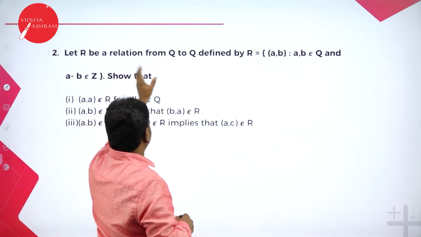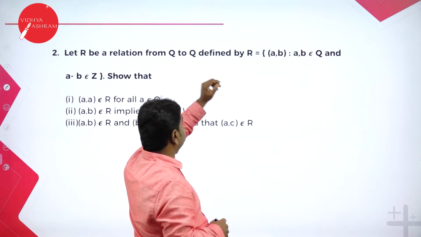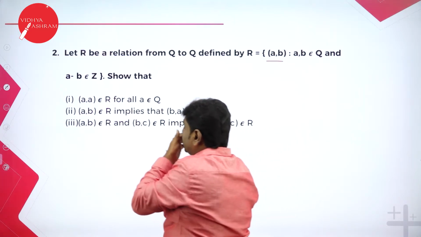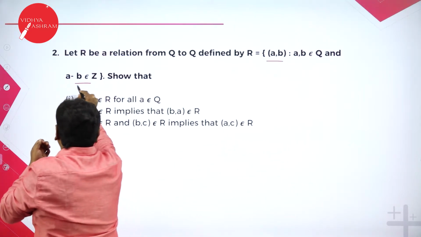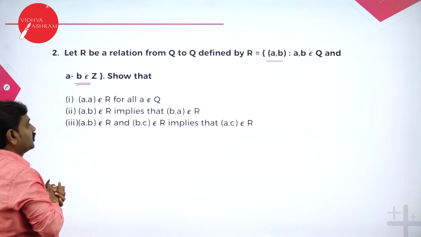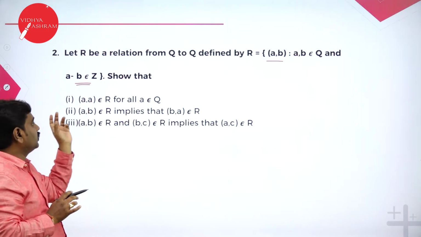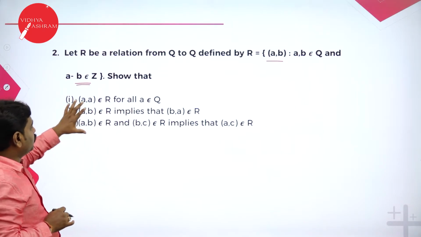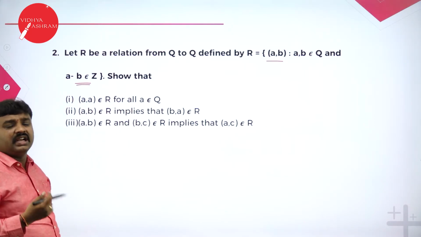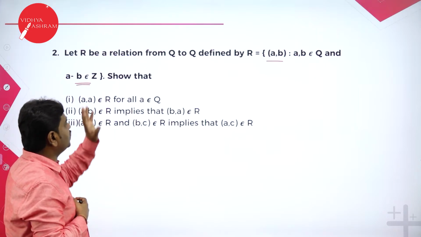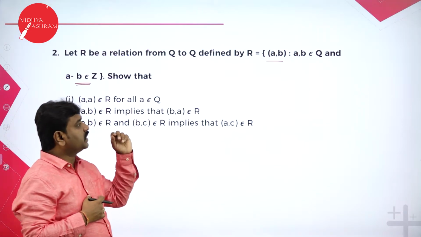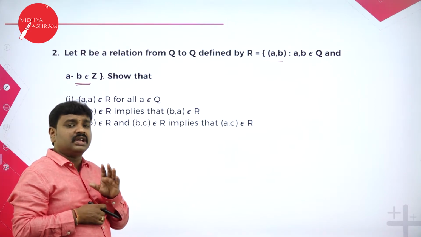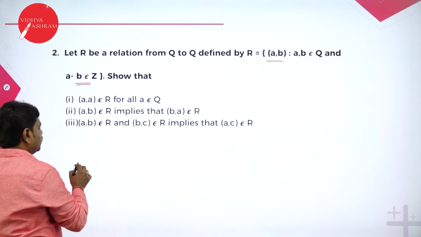They define a relation from rational numbers to rational numbers, R, containing ordered pairs (A, B) such that A minus B is an integer. A minus B is what? An integer. So now we need to prove this for all A. You take any two elements; if you take two elements belonging to rational numbers, the subtraction is an integer, obviously.